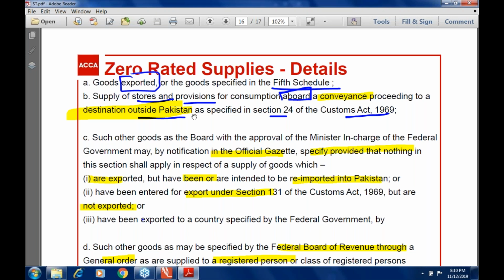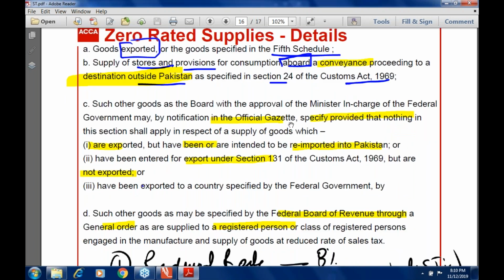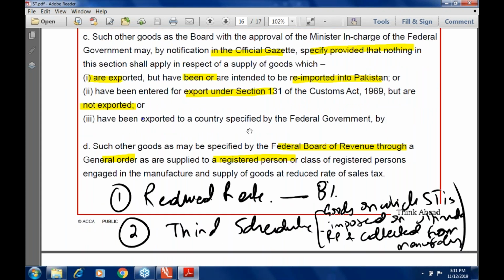Then we talked about the other situation, that the goods which have been exported but have been exported for the intention of re-import into Pakistan, then the zero rating would not apply to them. Similarly, goods which are registered with the authorities for export but have not been exported will also not be subject to 0%. The other thing that we talked about was such other goods that the federal government identifies.